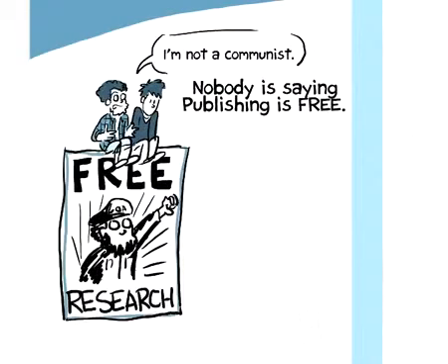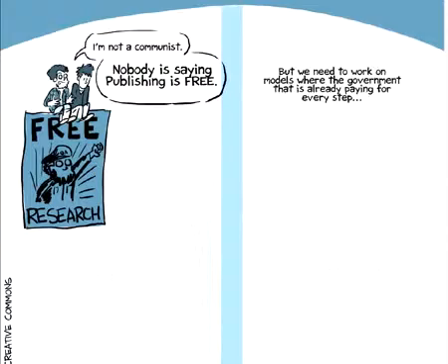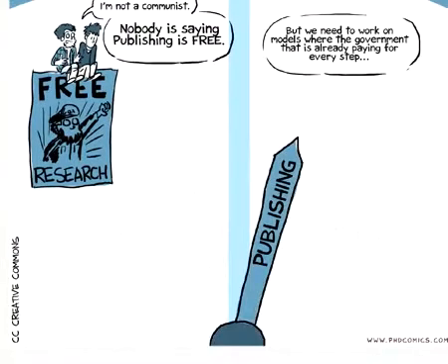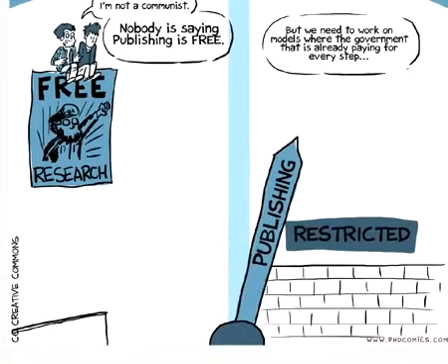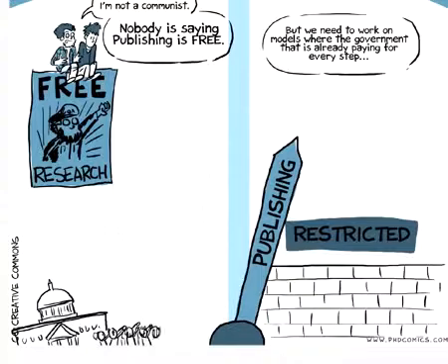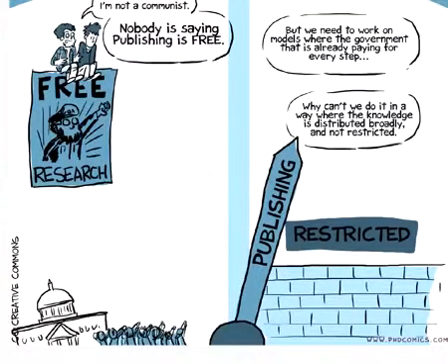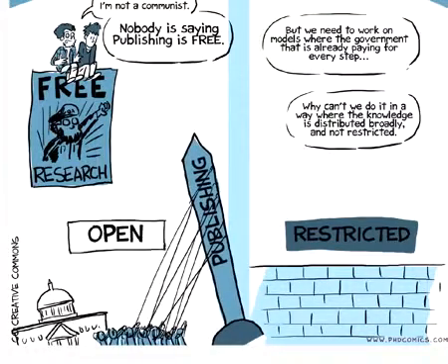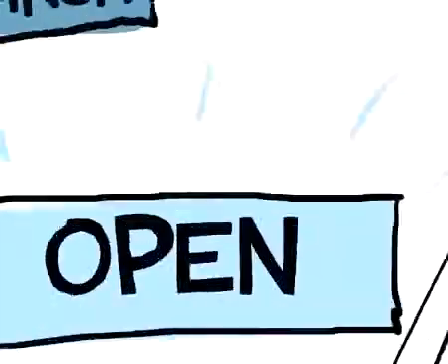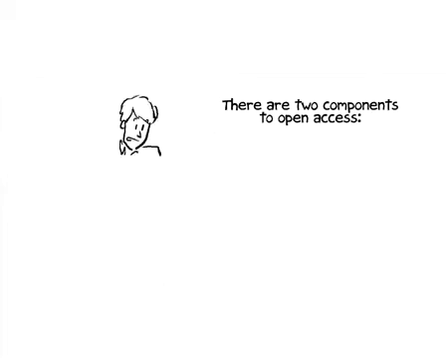Nobody is saying that publishing is free. What people are saying is that we need to work on models where the government that is already paying for the research and is then paying for the subscriptions and is then paying for the indirect costs for the libraries. I mean, in the end, taxpayers and the government are paying for this. So why can't we do it in a way where the knowledge is distributed broadly as opposed to the knowledge is restricted? So there are two components of open access.